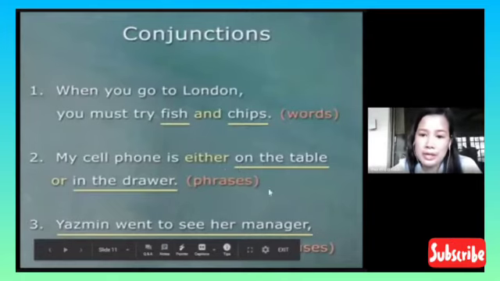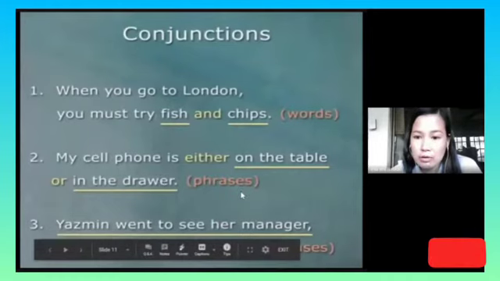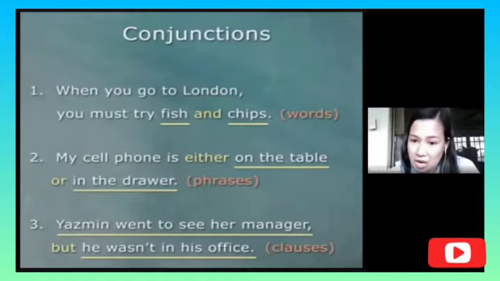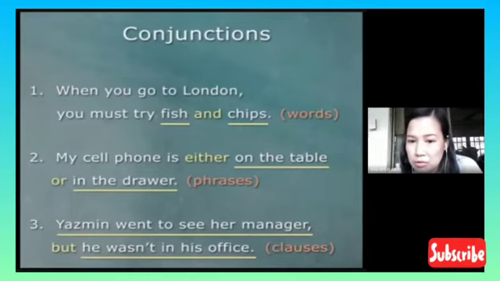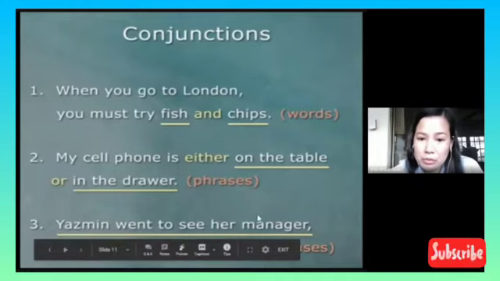Number 2, my cell phone is either on the table or in the drawer. So, we connect the 2 phrases. Okay, class, huwag kayong malito dun sa phrases tsaka sa clauses. Kasi class, ang clauses, sabi ko diba last time, meron siyang subject, may predicate siya. O kaya may subject siya, may verb siya. Ang phrases naman, nakita mo, on the table. May verb ba dyan? Wala, diba? Table, that is a noun. In the drawer. Drawer is a noun also. Name of things yan. On is a preposition. Kaya nga tawag dyan, prepositional phrase. Okay, so phrases yan.